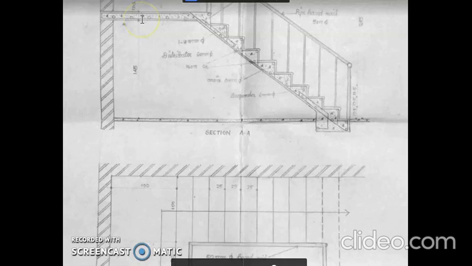Then the width is taken as 12.5. Then from the top horizontal line, we can take a 12.5 centimeter width, then draw a line from here up to this. Just extend this line to this point. Then we have to draw this staircase slab.